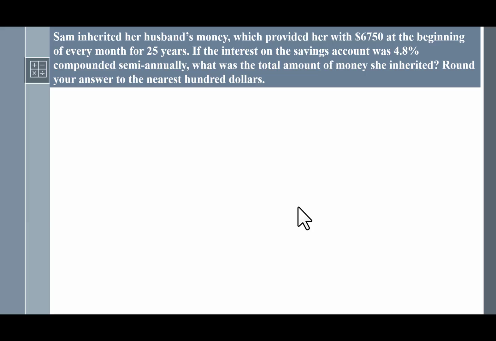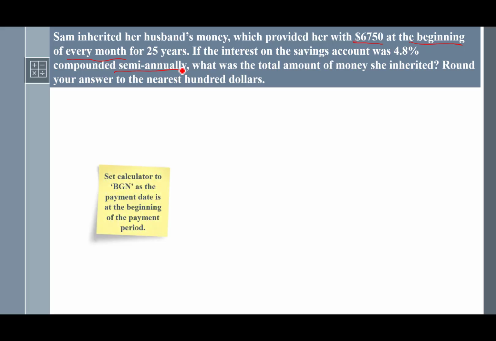Inherited her husband's money, which provided her with 6,750. So one more time, this is the PMT, beginning of every month. That's monthly. For 25 years, if the interest on the savings account was 4.8 semi-annually, so again, compounding period is different than the payment period. What was the total amount of money she inherited? So we're looking for present value. Okay, same idea. Set the calculator to begin.